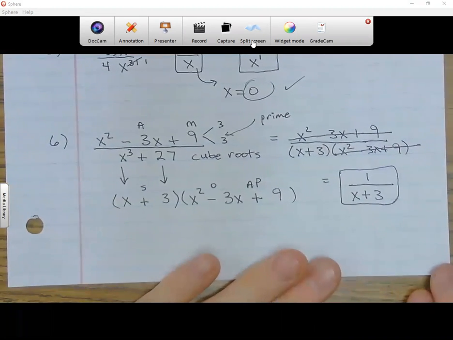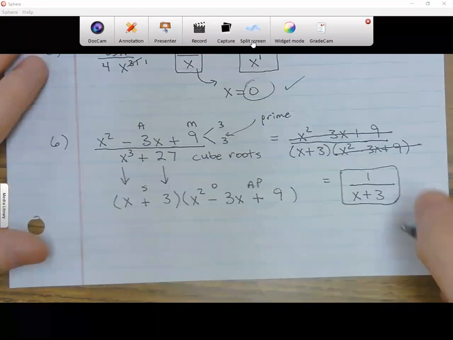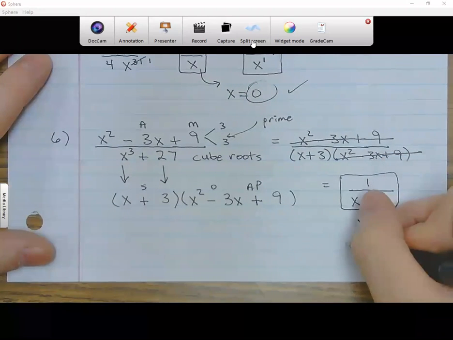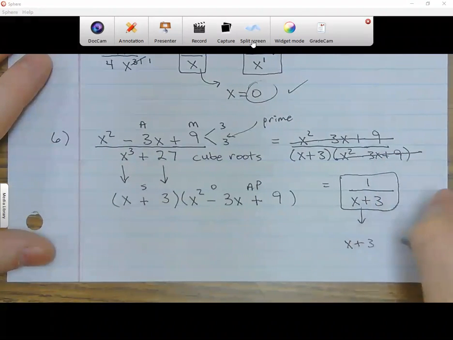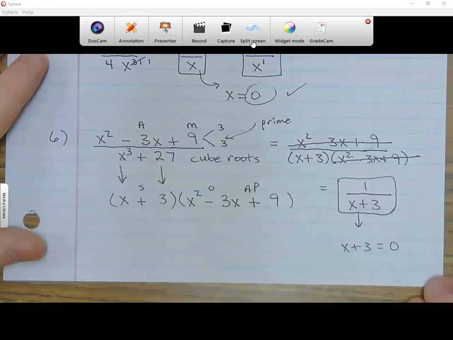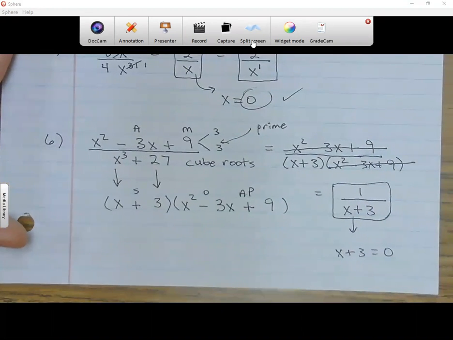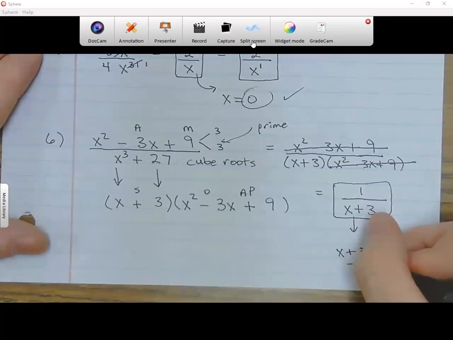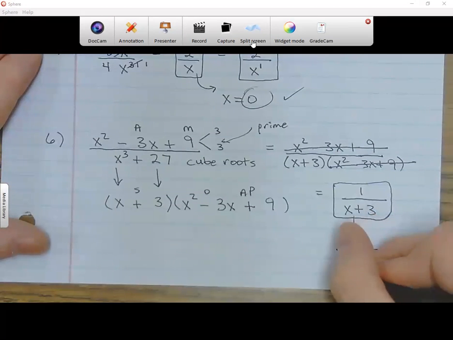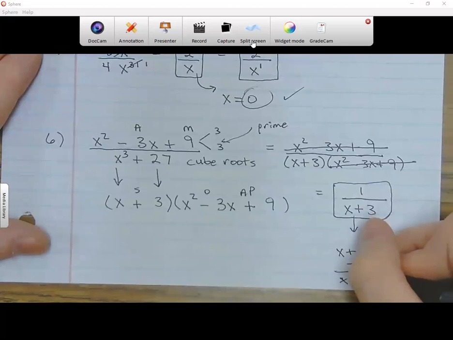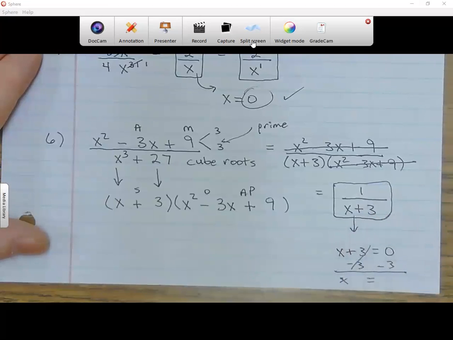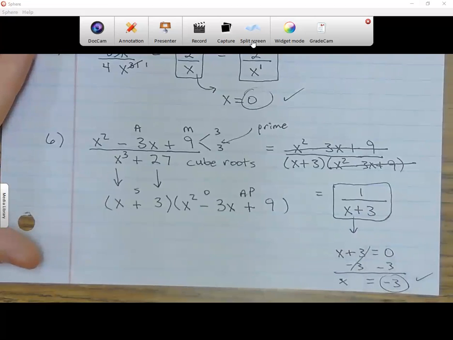Okay, now we set the denominator equal to 0, so what's going to happen there? I get x plus 3 equals 0. And then I solve for x. So I subtract 3 from both sides. These cancel. I bring down my x and my equal sign, and 0 minus 3 is negative 3. So negative 3 is the only value that x can't be.